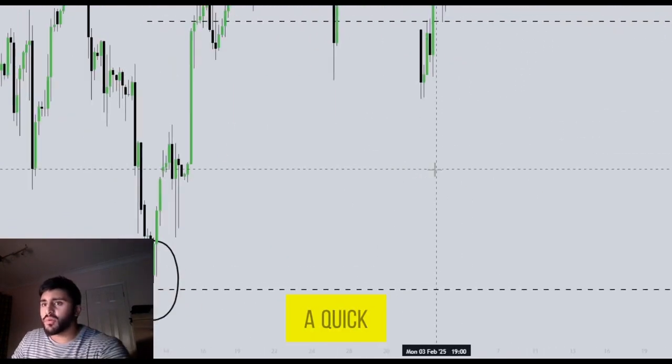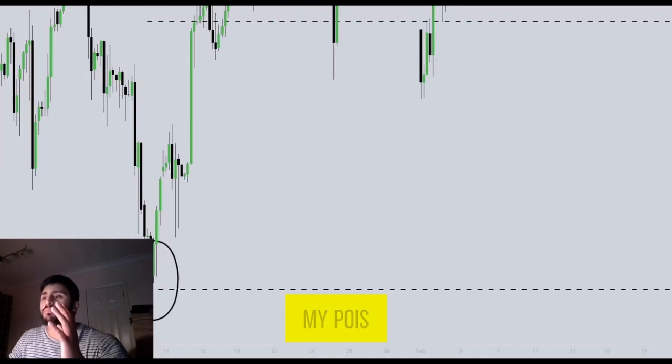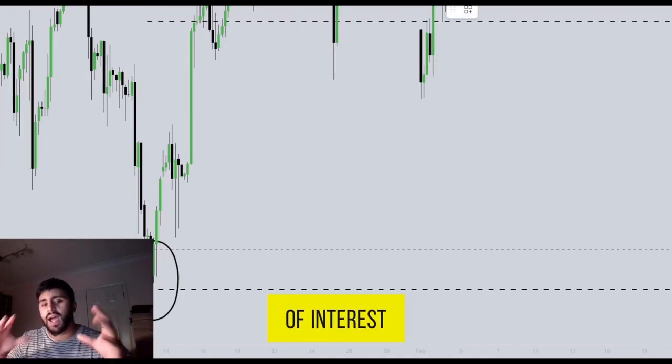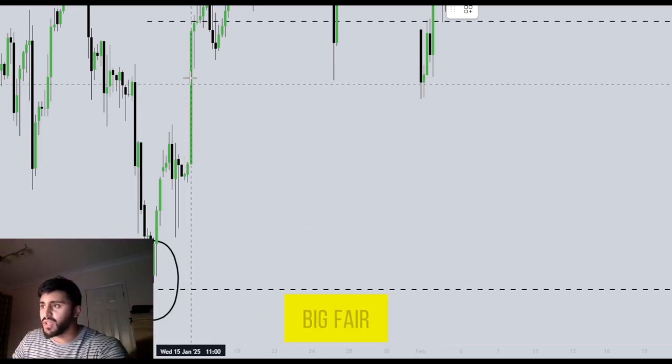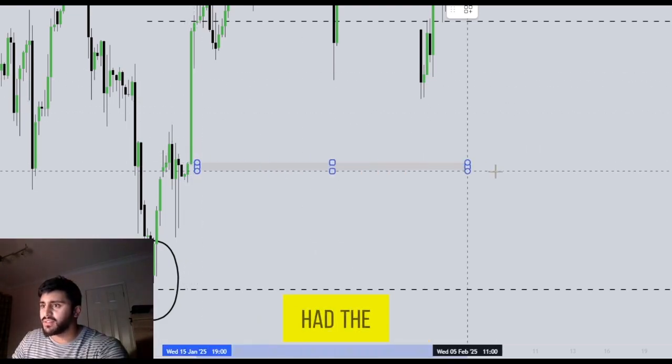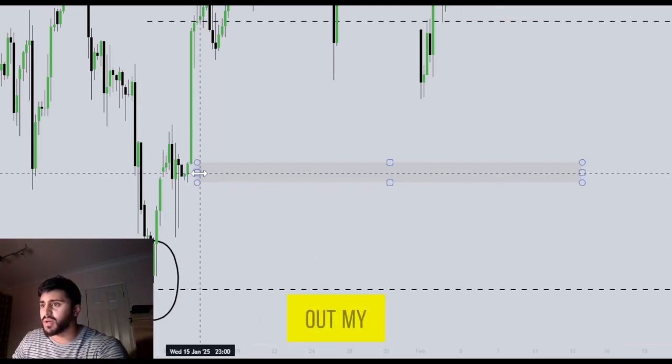So just a quick one on this. How do I find my POIs? How do I find my points of interest? How do I find areas that I want to be targeting on the lower time frame? So we had this big fair value gap over here, but we had the POI. So this is how I mark out my POI.